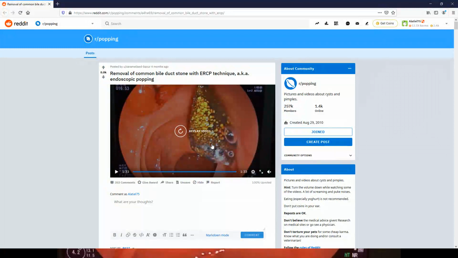I don't know if they removed this person's gallbladder afterwards, but they did at least remove that gallstone so that that opening would allow the bile to come back out from the liver, and so the pancreas could release its juices as well. All right.